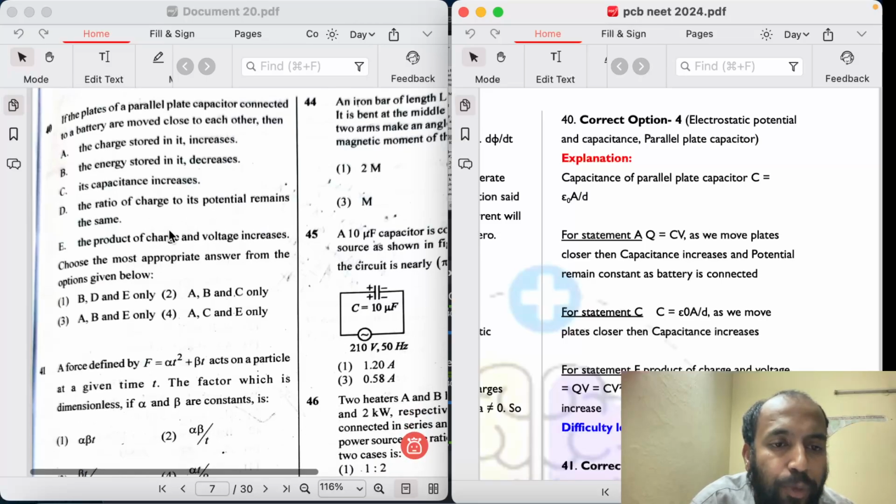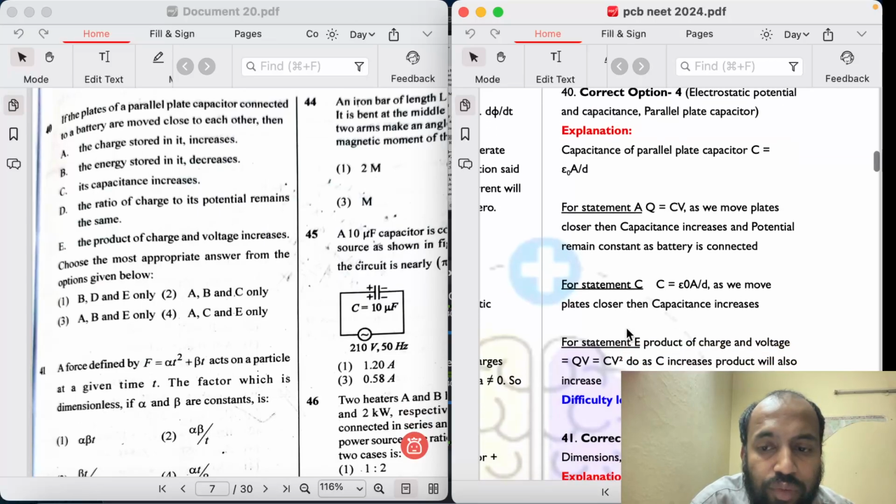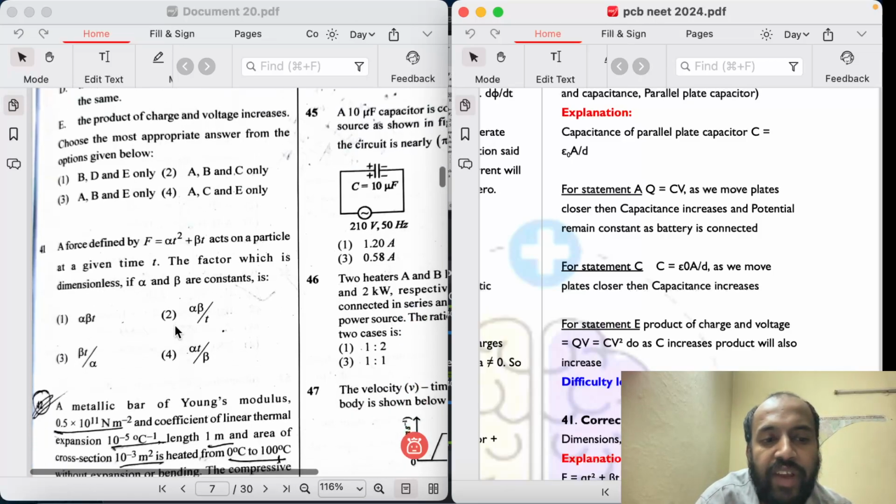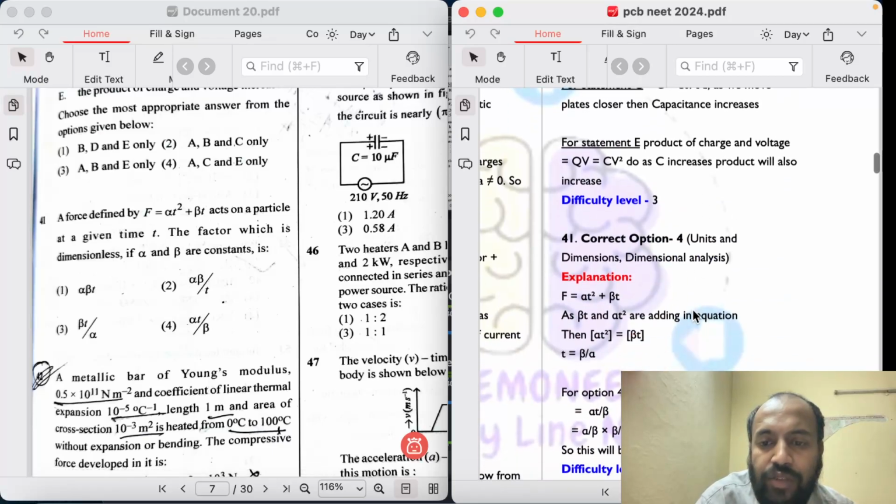The product of charge and voltage increases, that's again true. Charge and voltage, you multiply it, and q is equal to cv, so it will be cv square. V remains constant, c will change, increase, so it should also increase. So that means the correct options are A, C and E. So number 4 is the right answer. Let's go to the next question.